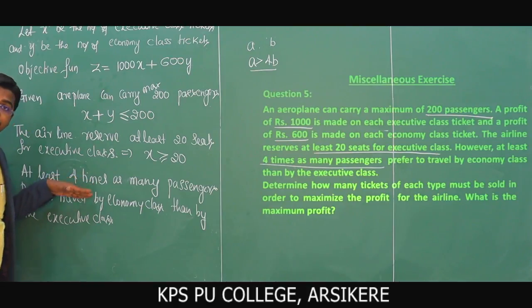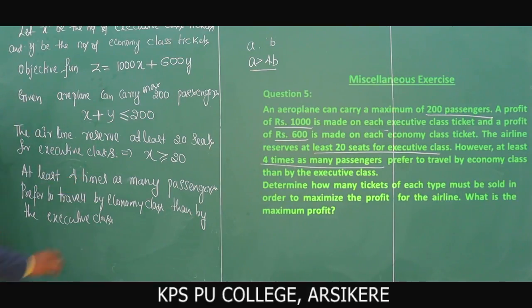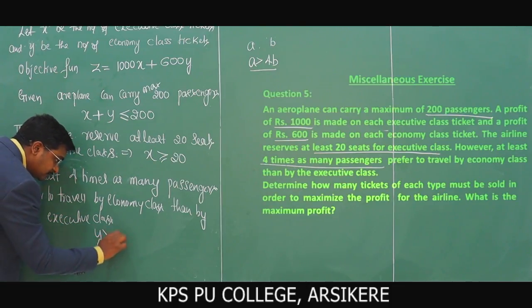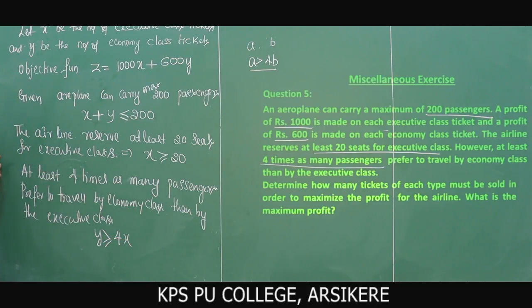Similarly, when you convert to mathematical form, it means here the economy class Y, the total number of economy class Y must be greater than or equal to 4x. Economy class Y number of tickets or Y number of passengers must be greater than or equal to 4 times as many as executive class. This is here Y greater than or equal to 4x.